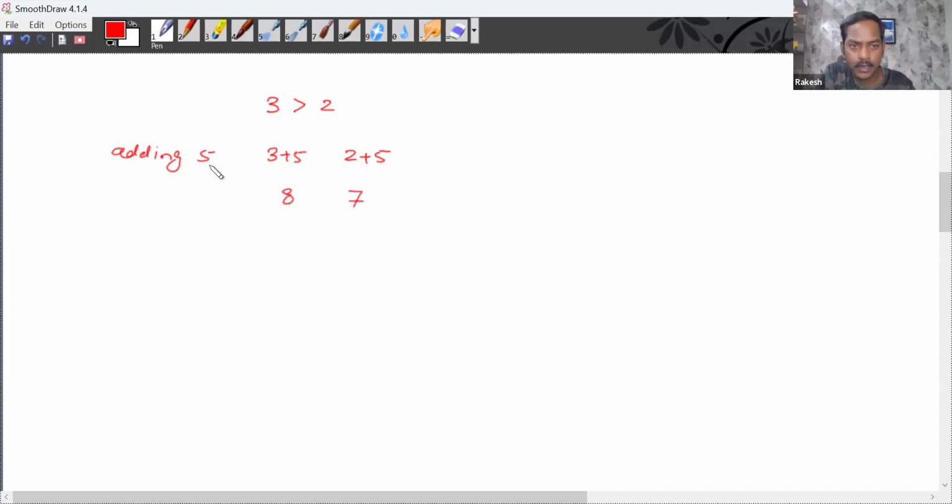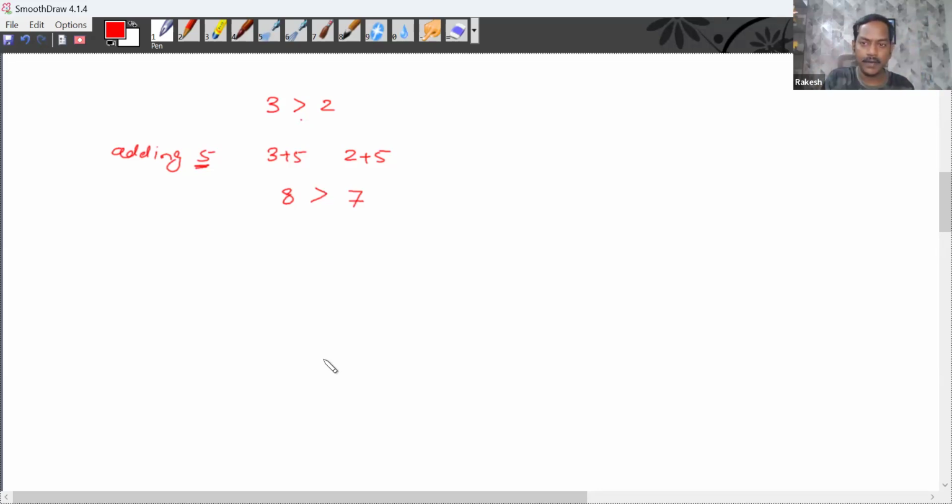Again, adding the same number to both the sides, will there be a change in the sign? Of course not. There will be no change in the sign. That means if there is an inequality given, and I'm adding the same number on both the LHS and RHS, then the original sign will not change. If it was greater than, it will remain greater than. If it is less than, it will remain less than.